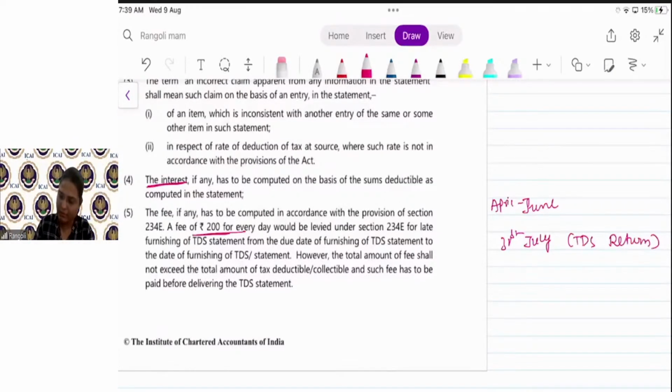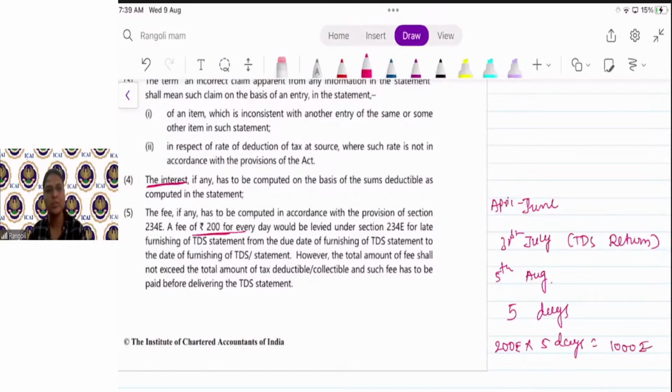Now, say for example, I have filed return on 5th of August. So there is delay of 5 days. So I need to pay late filing fees 200 rupees per day for 5 days. That is 1000 under section 234E. Under section 234E. Clear?